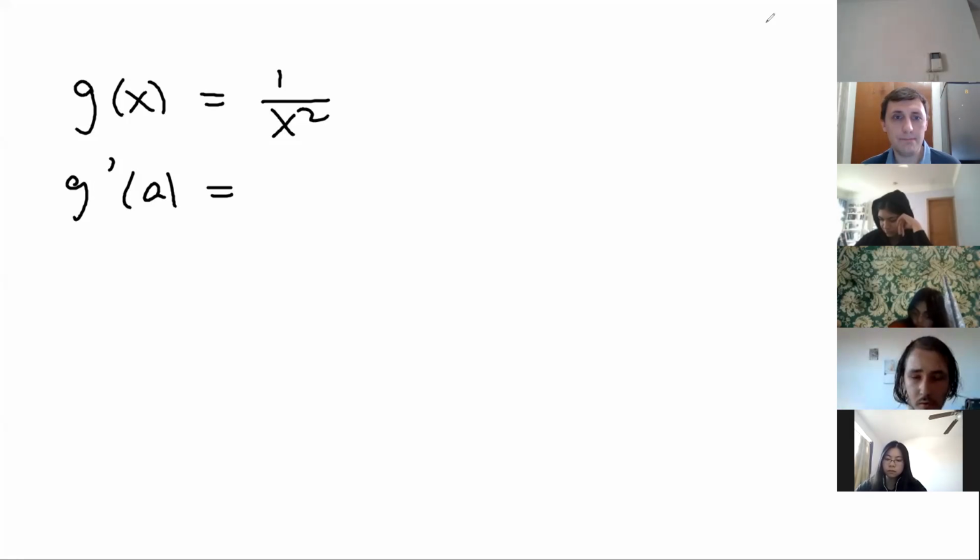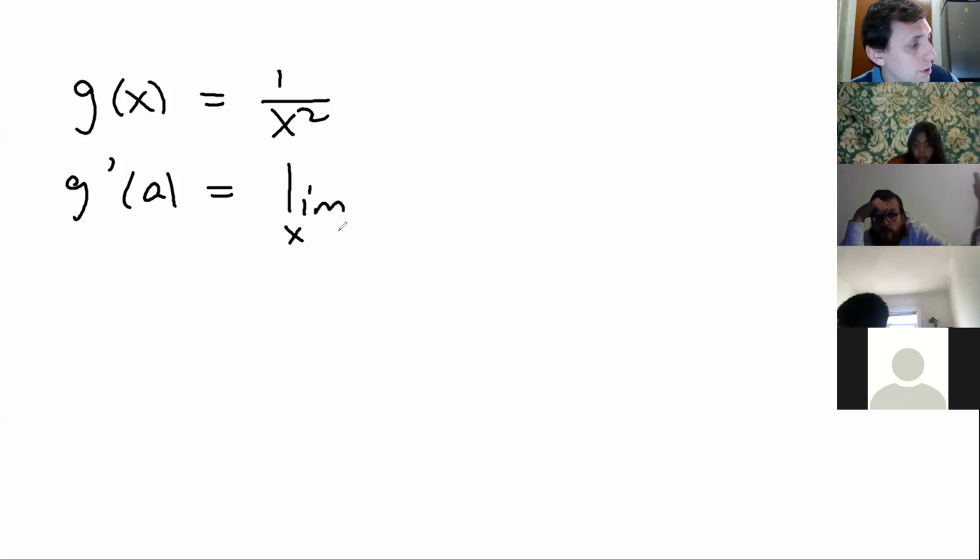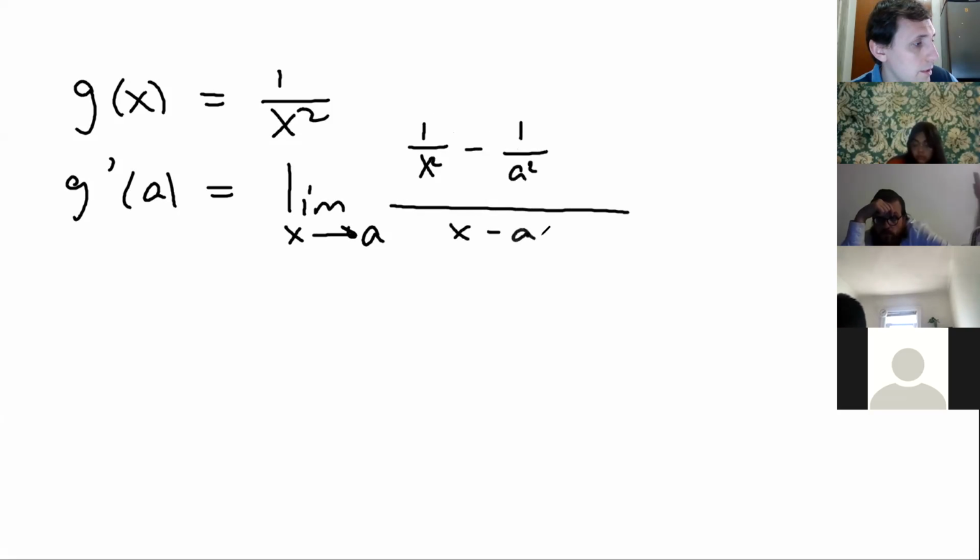All right, guys, let's do it together because we still have a lot to go over. So here is the situation. This is by definition the limit where x goes to a of 1 over x squared minus 1 over a squared, divided by x minus a. Yes? Now I should advise you to write it like this.